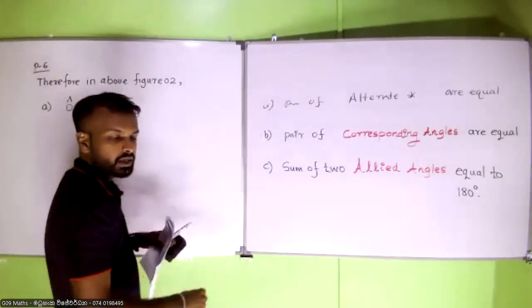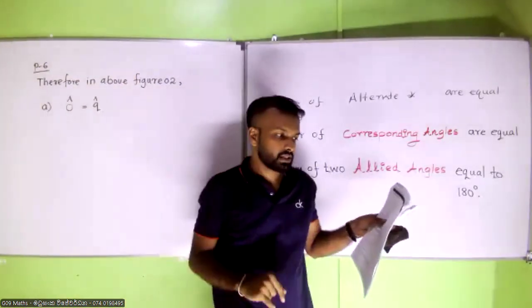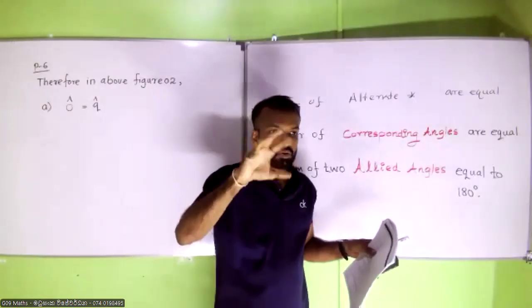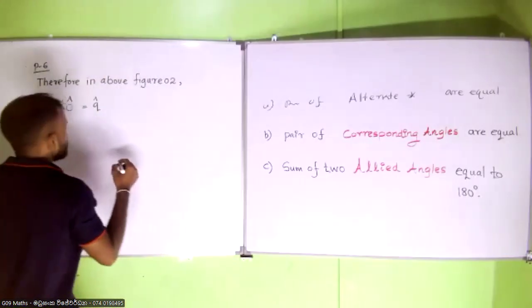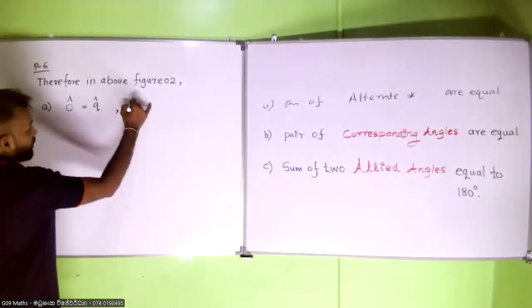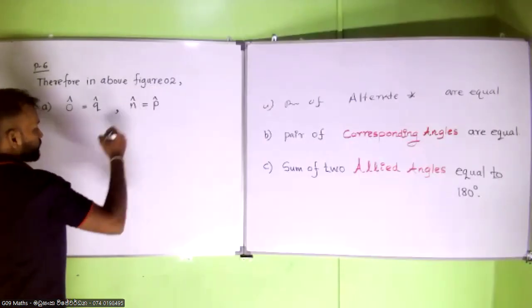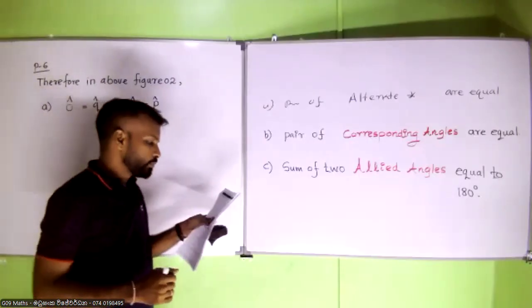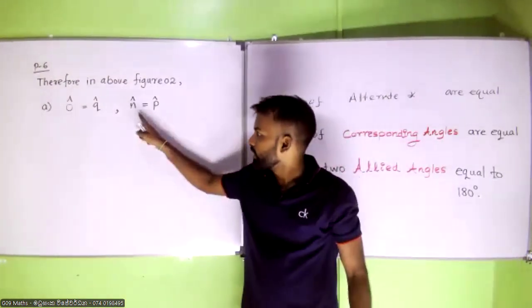Z type. And there is another pair of alternate angles on the other side: N and P. Please look at N and P. So you can write, comma, angle N equals angle P, because they are also Z shape angles, alternate angles.